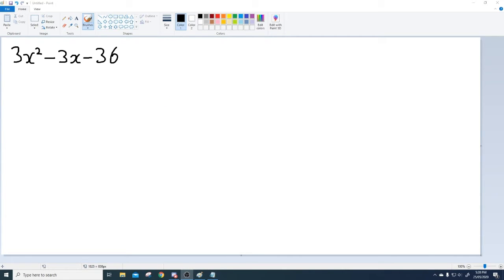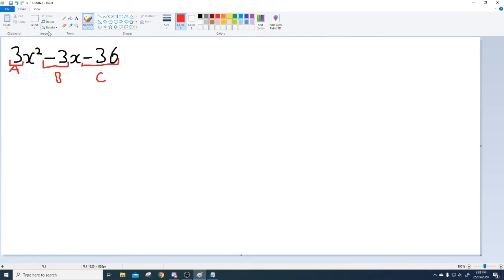So, now let's look at another equation. 3x squared minus 3x minus 36. Once again, just label our coefficients. So we have a, this here, including the sign, is b, and this here is c. Now in this case, a is not 1, so we can't immediately use the method we just did before.